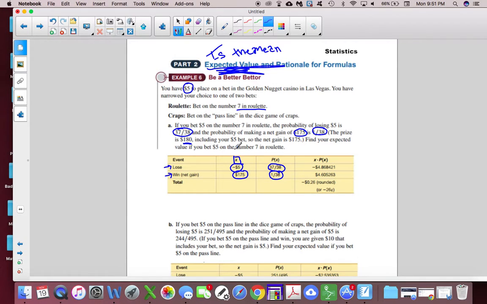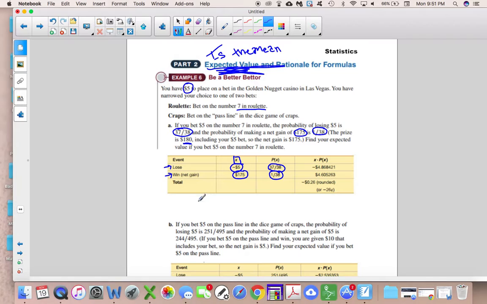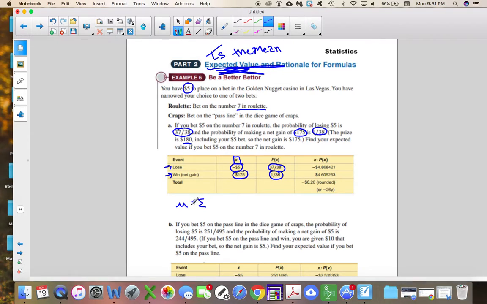So when we're calculating the mean, we're doing the expected value, okay? And the mean is the sum. This is mu. Mu is the expected value. It is the sum of all the x's times the probability that that's going to happen. Okay, so I'm taking these times those. So if I take -5 times 37 over 38, I get this really, really long decimal. They left it as a really long decimal. 175 times 1 over 38, I get this really long decimal, okay? And then when I add those two together, what I come out with is negative 0.26.